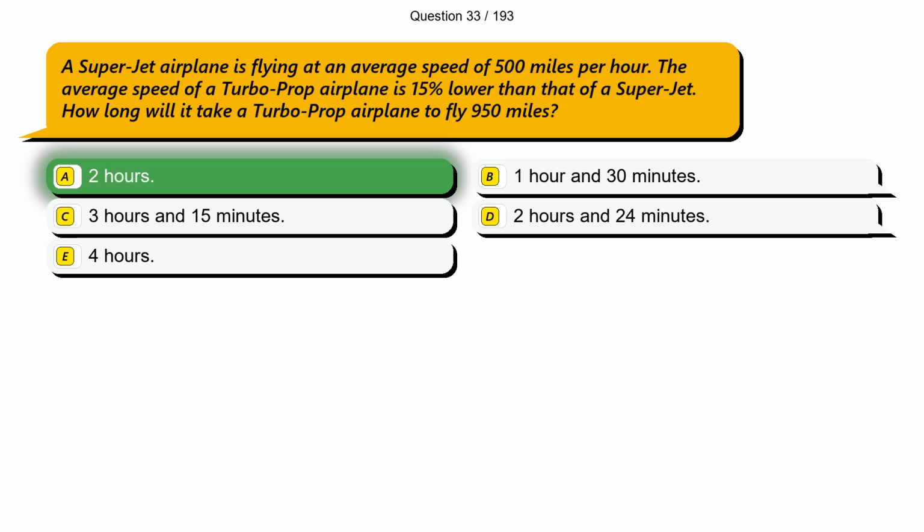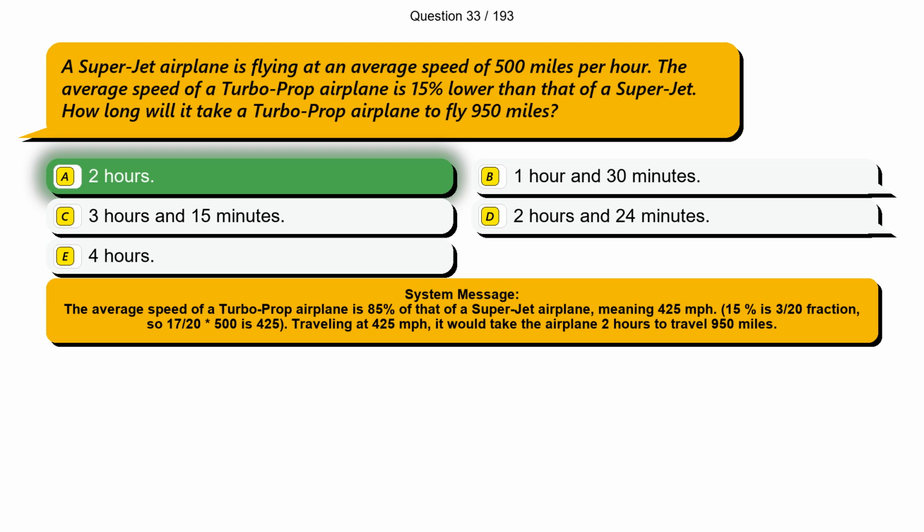The correct answer is option A, 2 hours. The average speed of a turboprop airplane is 85% of that of a superjet airplane, meaning 425 miles per hour. 15% is the fraction 3/20ths, so 17/20ths times 500 is 425. Traveling at 425 miles per hour, it would take the airplane 2 hours to travel 950 miles.